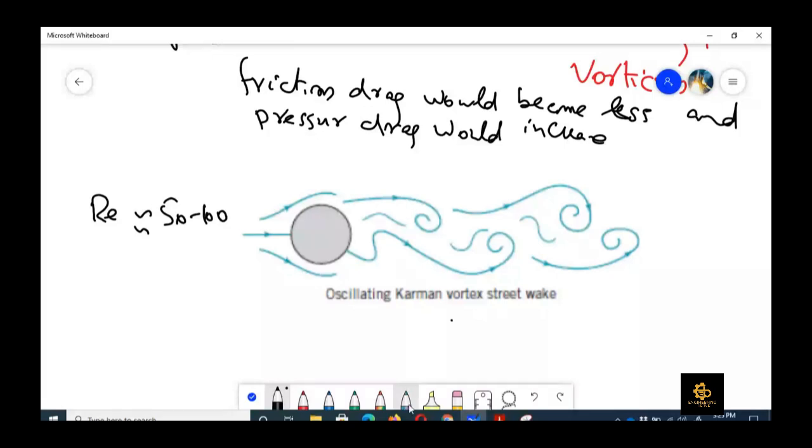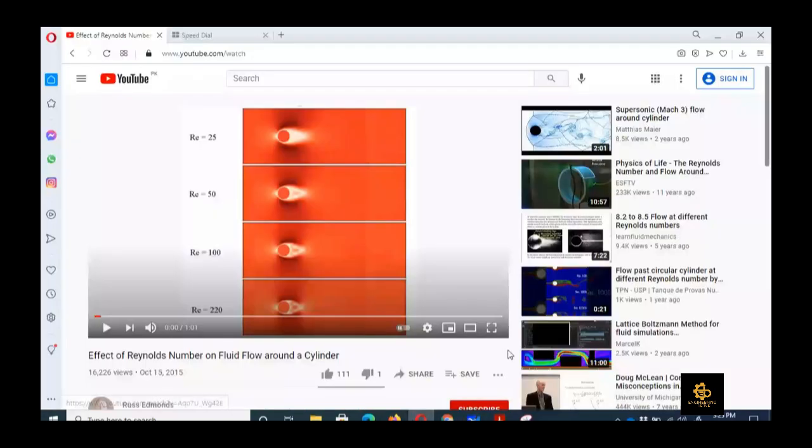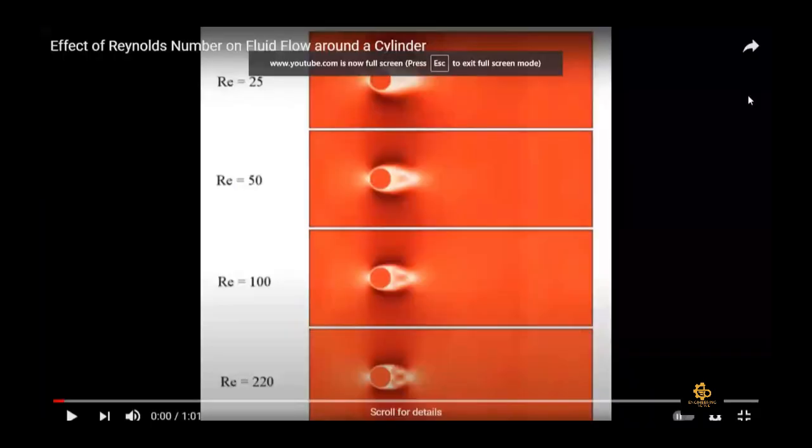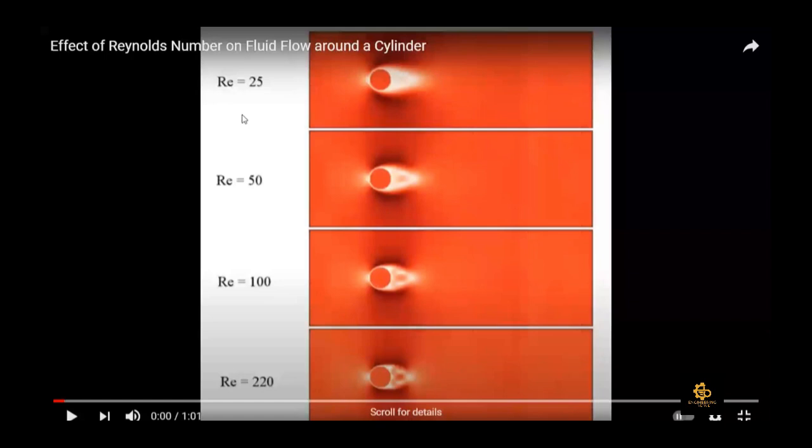So that's why I have selected a video which I have seen on YouTube. So it would be a good idea to show you a video. So here you can see that the flow is coming from the left to right, and we have placed a cylinder in the flow, and we have simulated the flow at different Reynolds numbers.